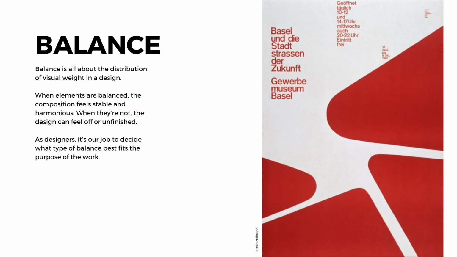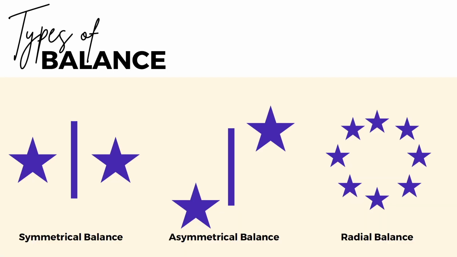And when these elements that we have on our page are balanced, the composition feels stable and it also feels harmonious or unified, as we just had discussed. When they're not, the design feels a little bit off or wonky or unfinished. And as designers, it's our job to decide what type of balance best fits the purpose of the work at hand. So what types of balance are there?